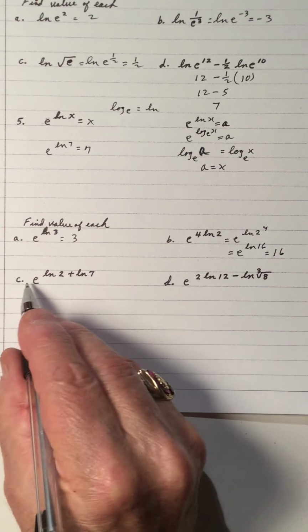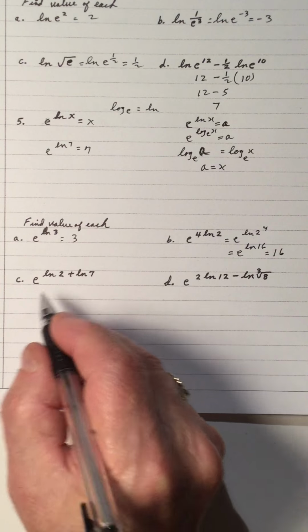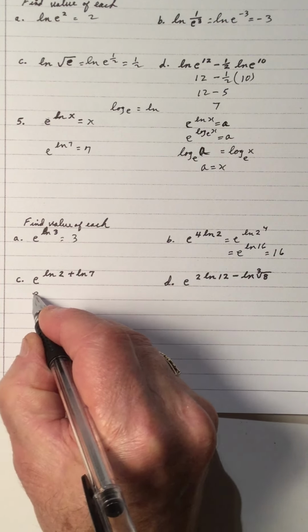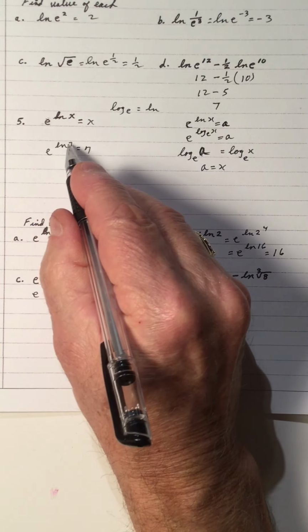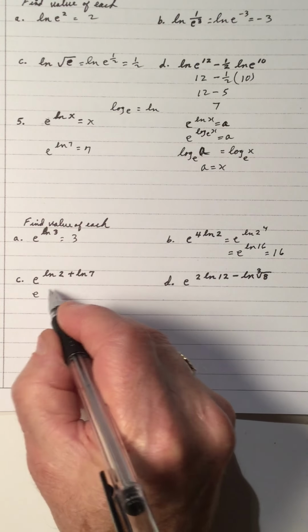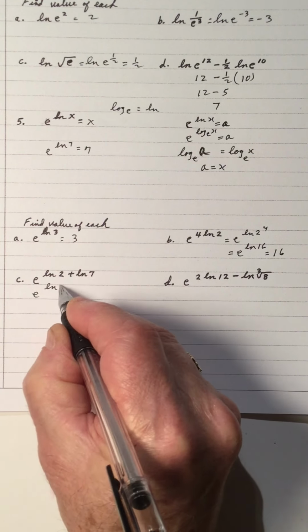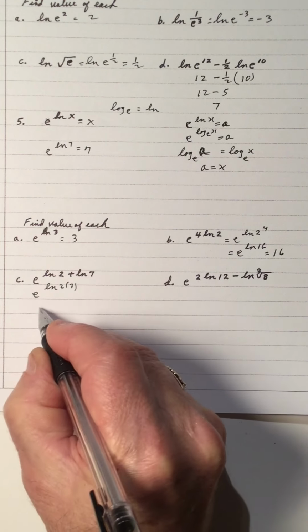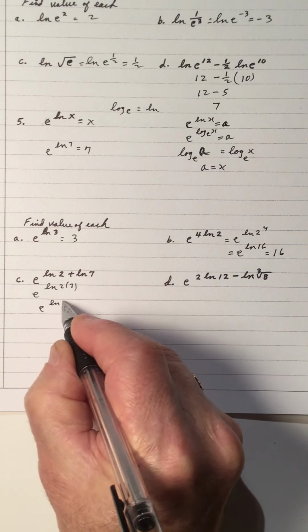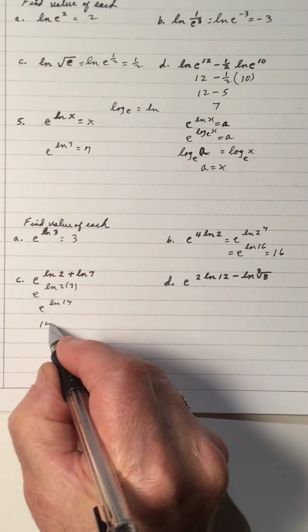And we have another one here, e to the ln 2 plus ln 7. Well, we need e to the ln of some expression or number. So the sum of two lns is the ln of the product. So that's e to the ln 14. So e to the ln of 14 is 14.